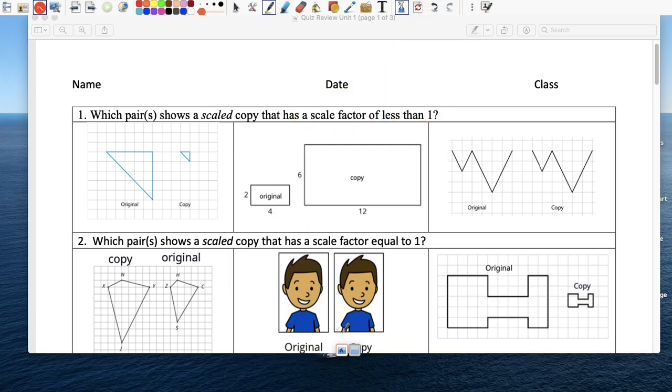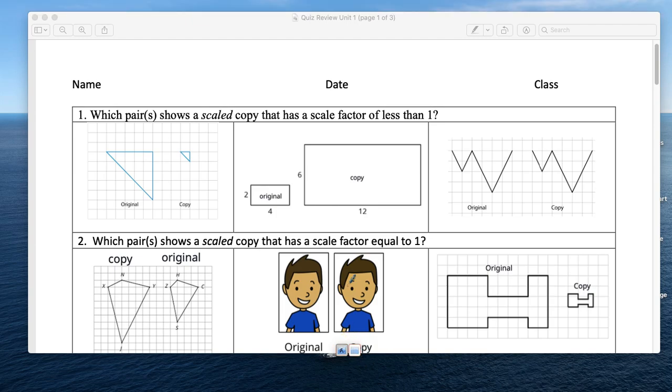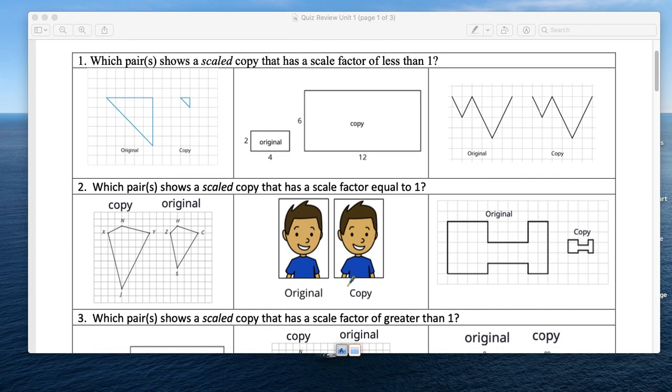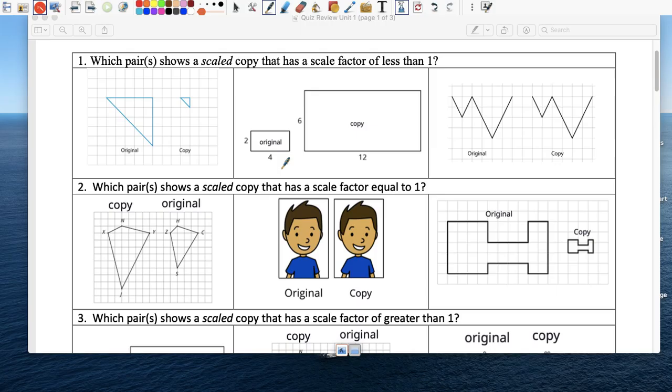Second one, which of these pairs show a scale copy that has a scale factor of 1? So if the scale factor is 1, your original shape and the copy should be exactly the same. Well, look at this one. The original started here, it went to this one. Are they the same? No, it got bigger. So this is not a choice. The second one, here's the original, here's the copy. They are exactly the same. So this qualifies.